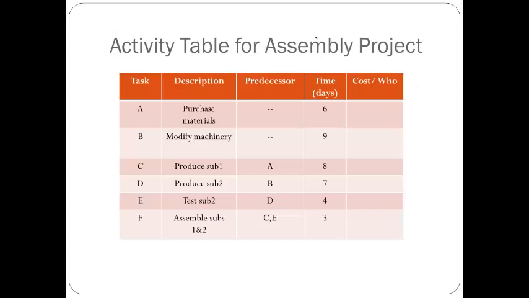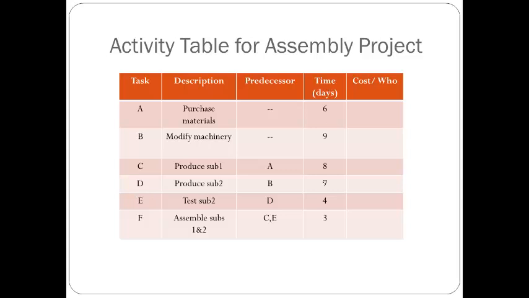Okay, so we have task A, purchase material, B, modify machinery. C and D are produced on sub-assembly line 1 and 2. And E will be tested or inspected. And they have their predecessors. And F is the last one, assemble sub-assembly line 1 and 2, and its predecessors are C and E. Okay, and they have their time listed here.